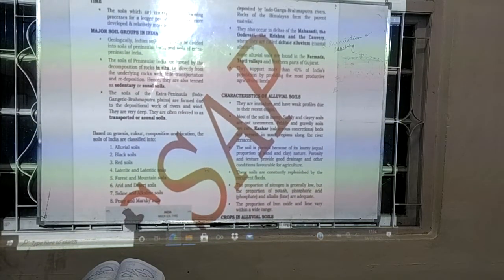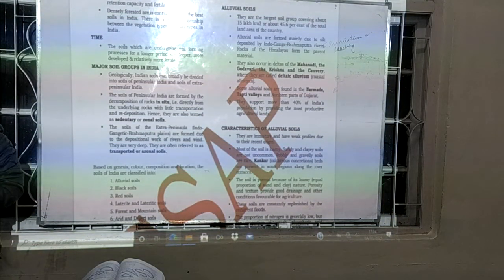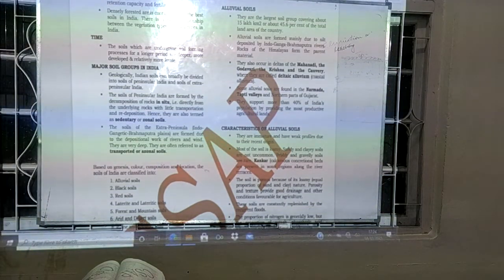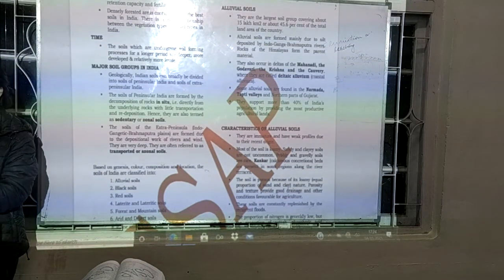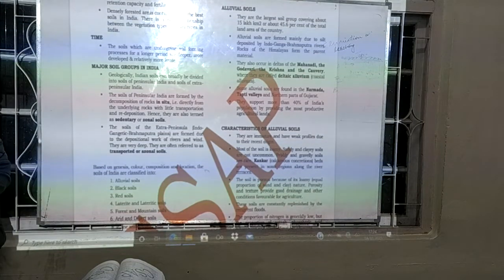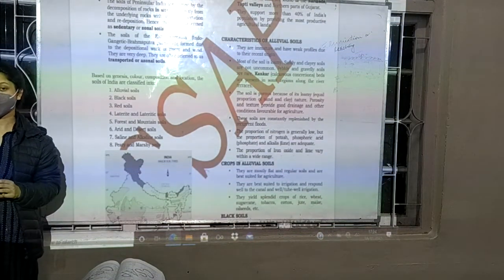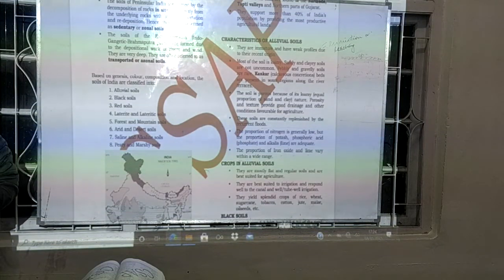Alluvial soil. See, alluvial soils are the largest soil group covering 46% of total land area. So why is it formed? Mainly due to the silt deposited by the Indo-Gangetic Brahmaputra river. Then they are also found in the other river valleys like other peninsular rivers. They support more than 40% of India's population, providing the most productive agricultural lands.